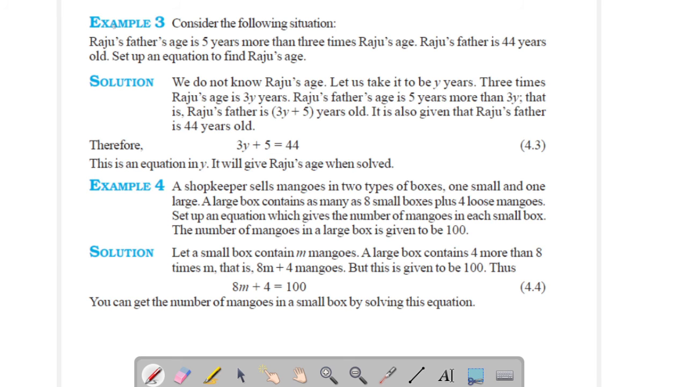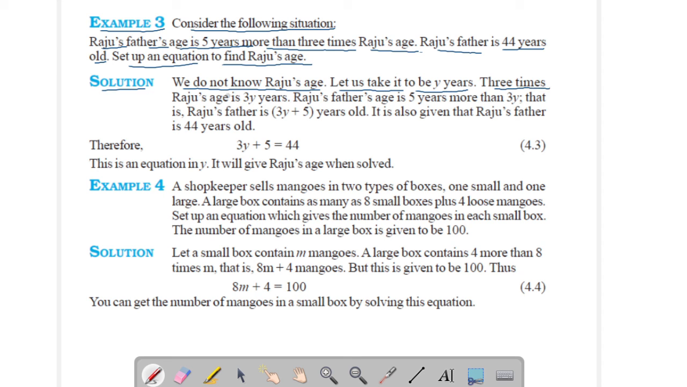Come to example 3. Consider the following situation. Raju's father's age is 5 years more than 3 times Raju's age. Raju's father is 44 years old. Set up an equation to find Raju's age. So see the solution. We do not know Raju's age. Let us take it to be y years.